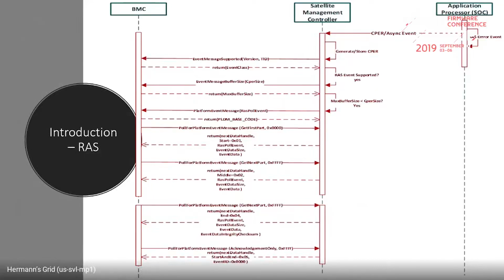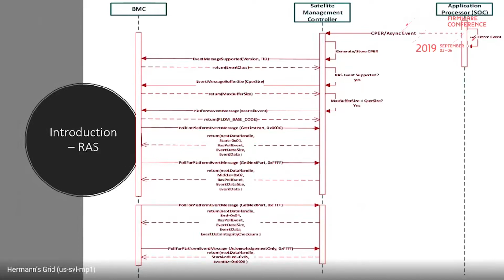So when the satellite management controller receives the CPER error, it invokes the MCTP compliant interface, which I'm describing. For IPMI, the flow is a little bit different. It will invoke the event message supported API to the BMC. This event message supported is part of the PLDM spec, and the BMC will return the list of event classes that it supports.